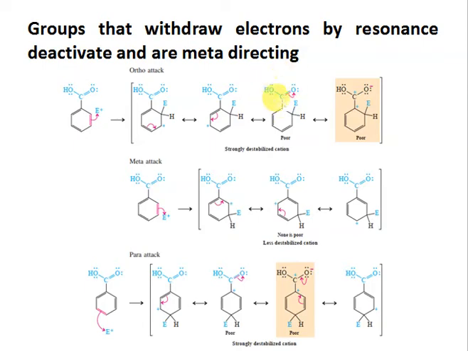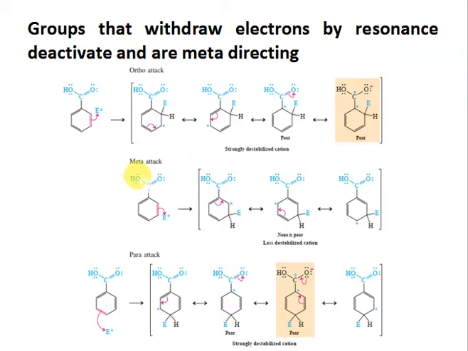So this carboxylic acid group is decreasing the stability of this carbocation, right? This carboxylic acid group is destabilizing this carbocation. So as a result, this carbocation is highly destabilized. So the ortho attack is not favored.